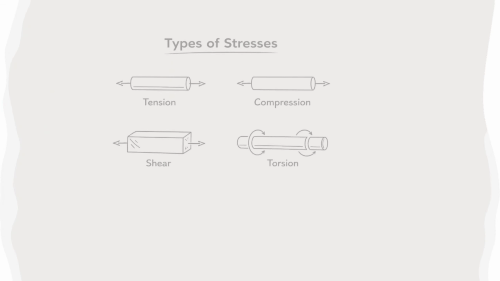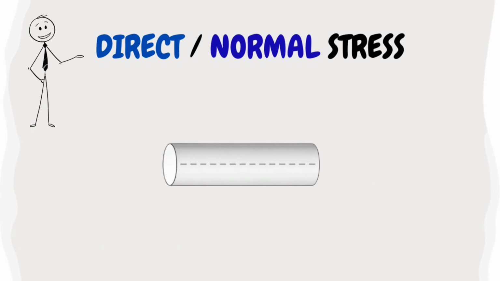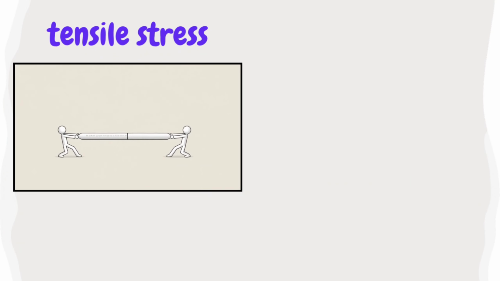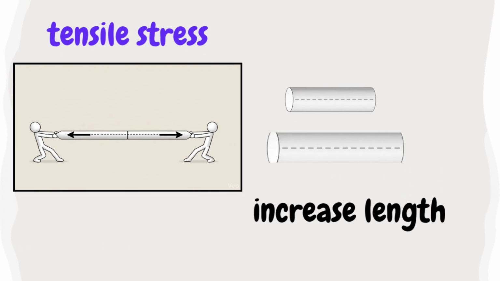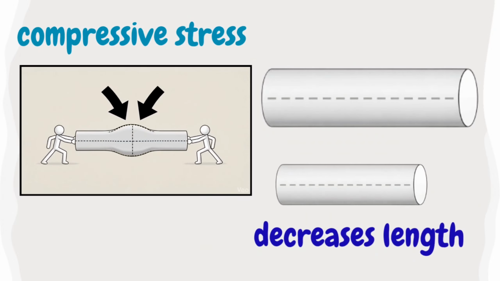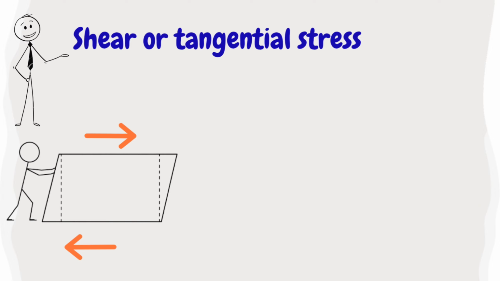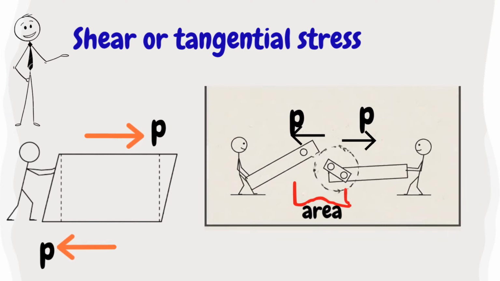Types of stress. The type of stress generated in a material depends on the type of loading applied. First, direct or normal stress. It acts along the axis of the specimen. It can be tensile stress, which increases length, or compressive stress, which decreases length. Next is shear stress. Shear or tangential stress occurs when force acts parallel to the surface. In a riveted joint, layers tend to slide over each other.